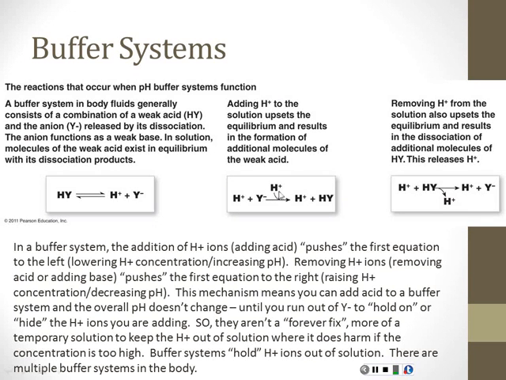So a lot of those hydrogen ions that we're adding, instead of hanging out as H pluses, get bound to Y minus, and it takes them away from the pH measure, right? Same is true if we remove hydrogen ions. Now we're going to push it in the other direction. The hydrogen ions that were removed will come off of that HY, and the hydrogen ion concentration will change.